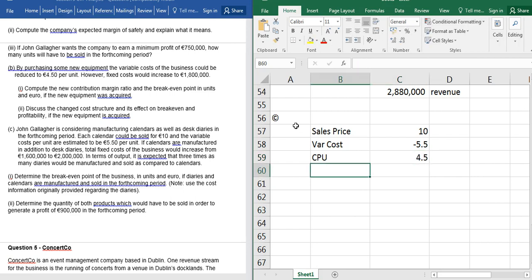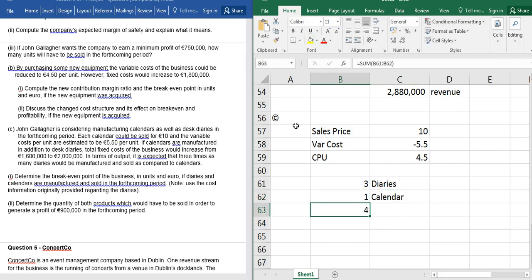So you're making €4.50 for every calendar, but that means the total fixed cost will go up by 400 grand. So we're ignoring part B now. We're just looking at the original information where the fixed costs were 1.6 million and now they're going up to 2 million. In terms of output, it's expected that for 3 times as many diaries, so 3 diaries for every 1 calendar. So that's your sales mix.